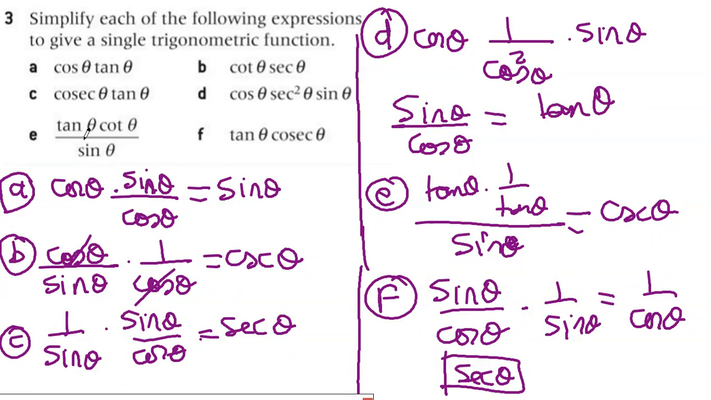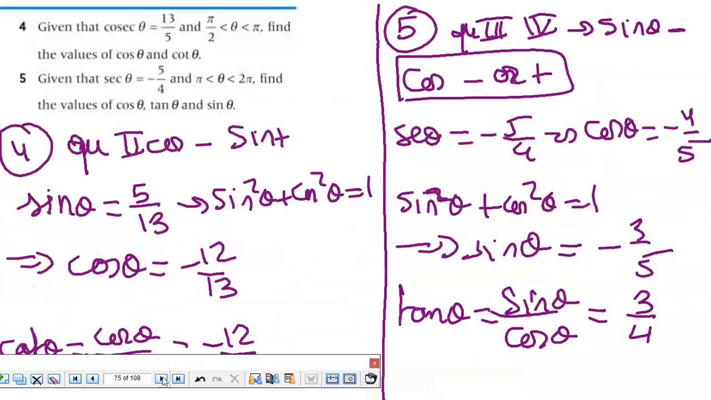E, tangent times cotangent. I can either replace with sine over cosine and cosine over sine, or by 1 over tangent, and then we simplify, so this expression is 1. The last one, tangent is sine over cosine, times cosecant, which is 1 over sine. We simplify, 1 over cosine. What is 1 over cosine? Secant theta. Let's move to exercise 4.